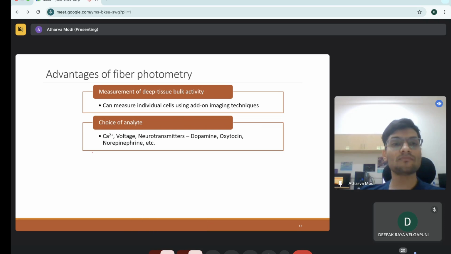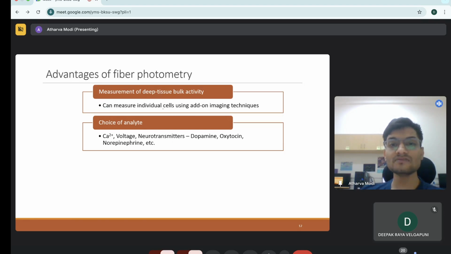So now I'll go through what we have seen, the advantages of fiber photometry. We can measure deep tissue bulk activity unlike EEG or other non-invasive techniques. But it requires, of course, genetically encoded sensors to be put in the brain.